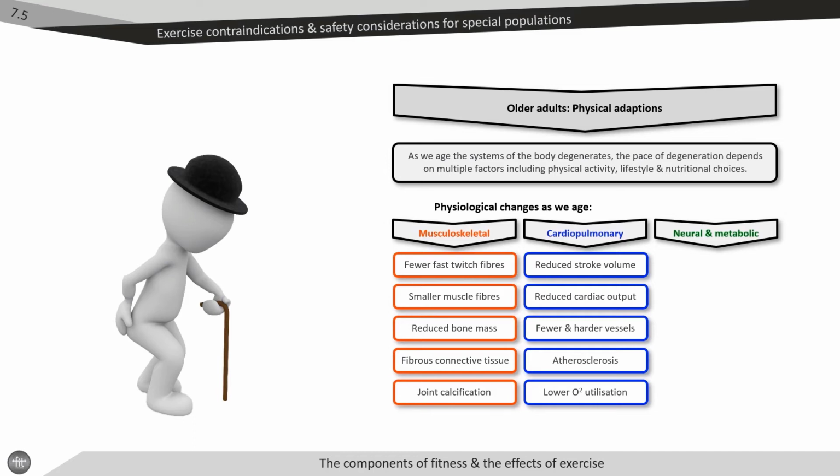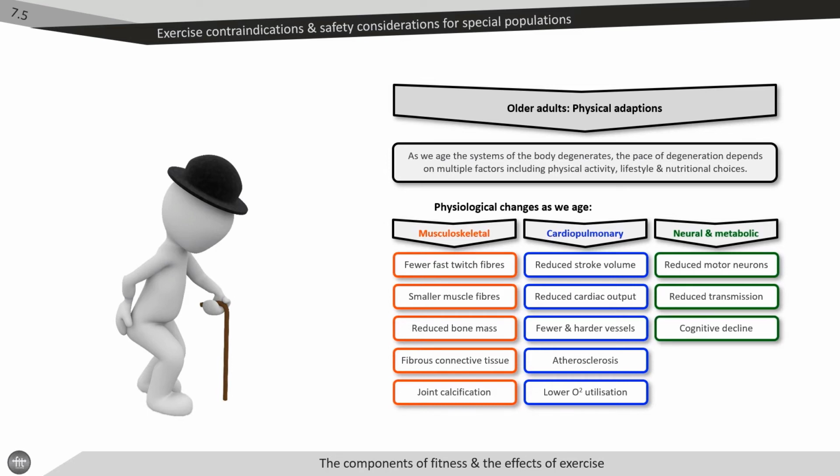In relation to the nervous system, it also becomes less efficient as aging progresses. Neural pathways are lost, and both motor and sensory receptors become desensitized or non-functional. This can lead to the loss of both fine and gross motor control and a gradual loss of cognitive ability, such as dementia and sensory decline.